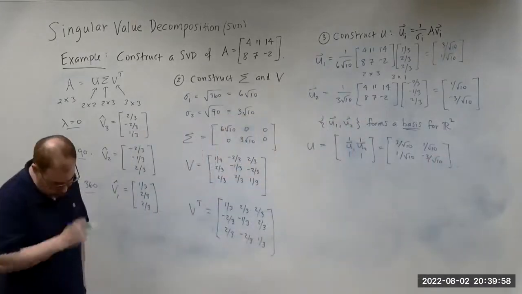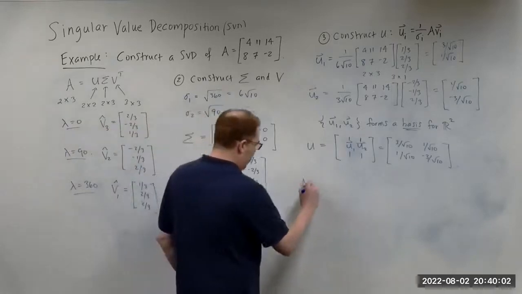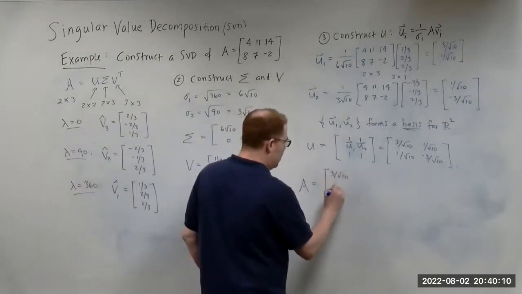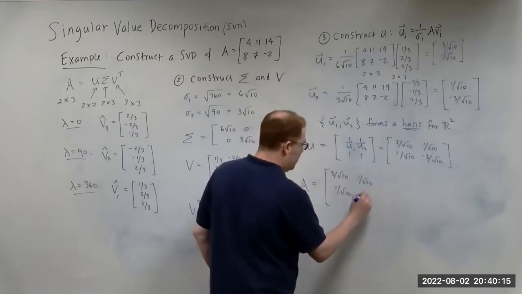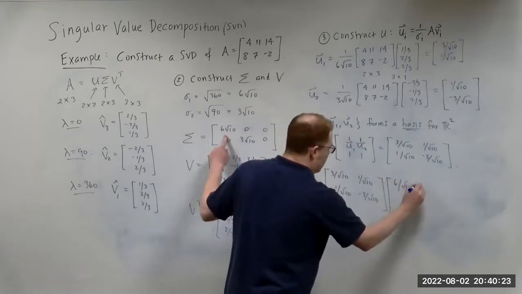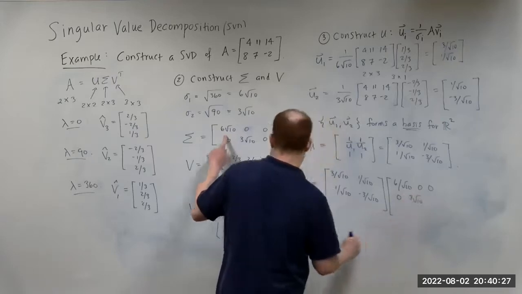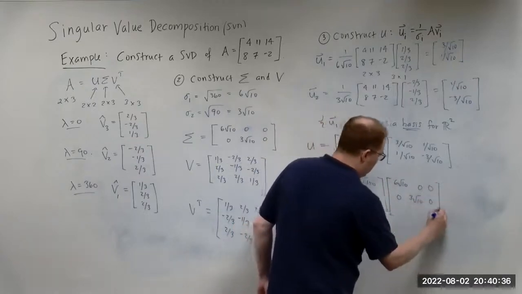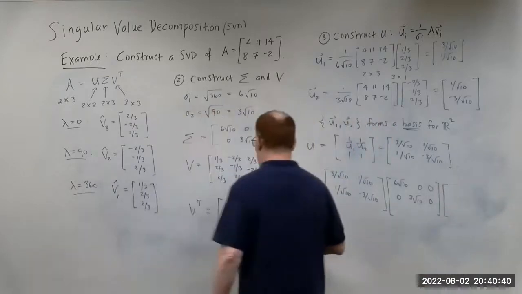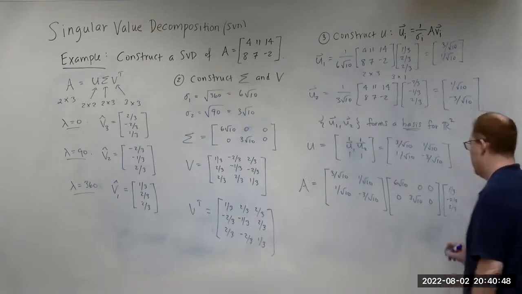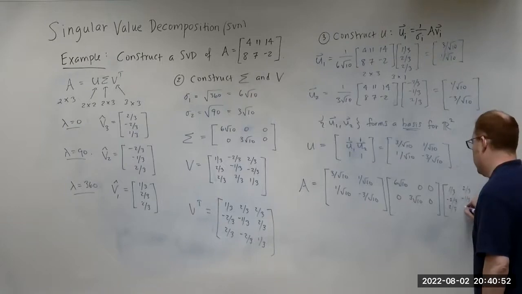All right, so we have it now. A, technically, is going to be U, there's U, sigma is here, times root 10, sorry, and then we have V transpose. So we have 1/3, minus 2/3, 2/3, 2/3, minus 1/3, minus 2/3, and 2/3, 2/3.